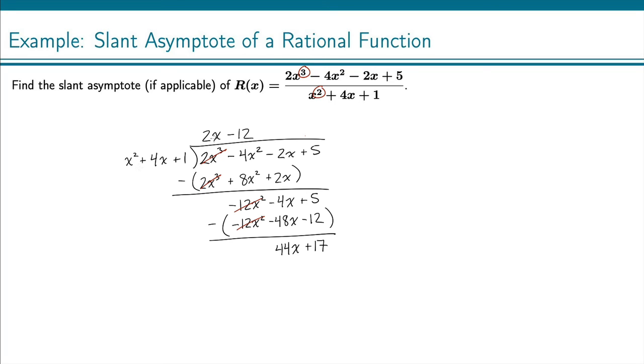And the quotient is the equation of the slant asymptote. So y equals 2x minus 12. This is our slant or oblique asymptote.